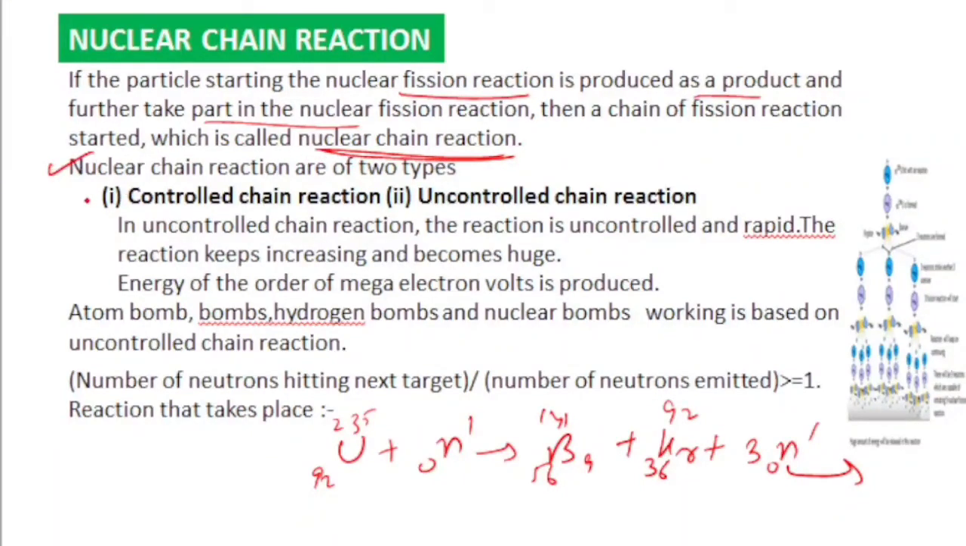These are of two types. One is controlled nuclear chain reaction, another is uncontrolled chain reaction. First I am going to discuss uncontrolled chain reaction. The reaction is uncontrolled and rapid. Here the reaction keeps increasing and becomes huge, right? Energy released in this process is of the order of mega electron volts. So applications of this uncontrolled nuclear chain reaction are the atom bomb, hydrogen bomb, nuclear bomb; all work based on uncontrolled nuclear chain reaction. Here the number of neutrons striking the next target by the number of neutrons emitted is always greater than or equal to 1. So this is used to produce atom bomb, hydrogen bomb, nuclear bomb, right?